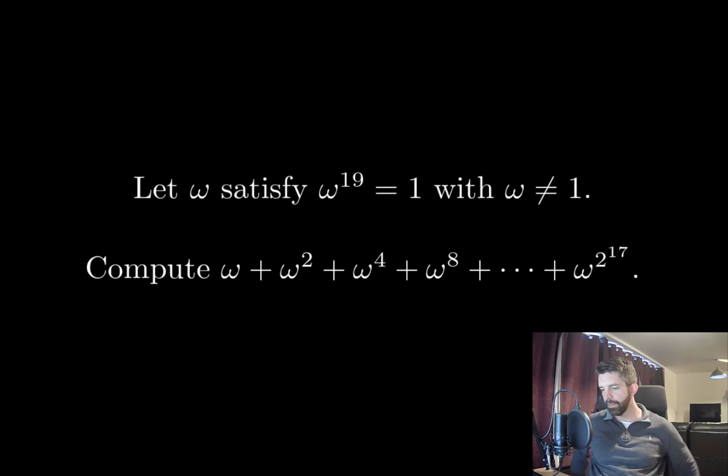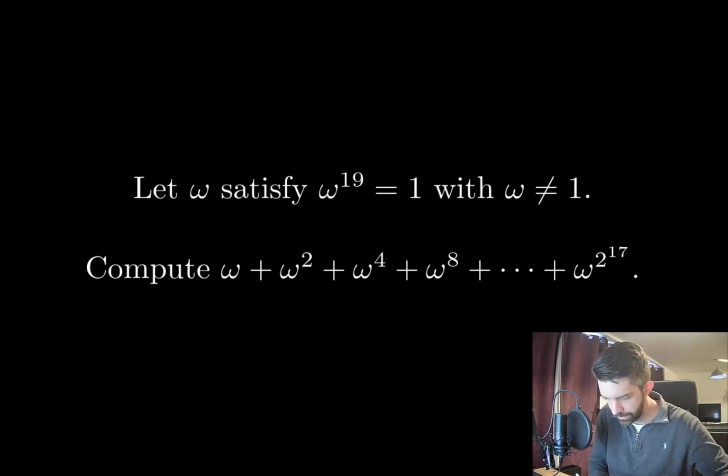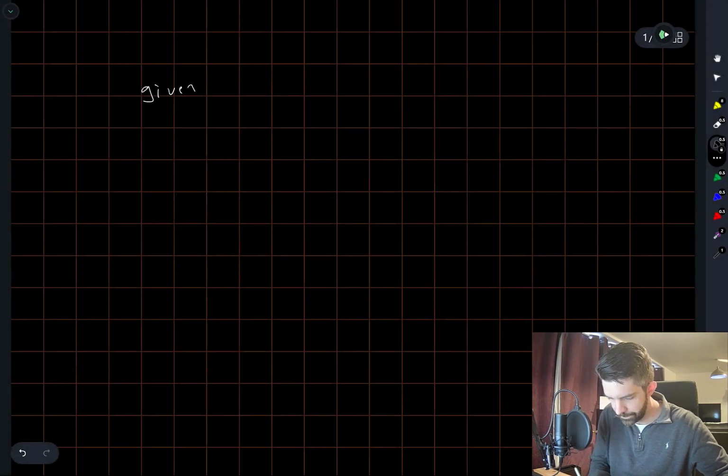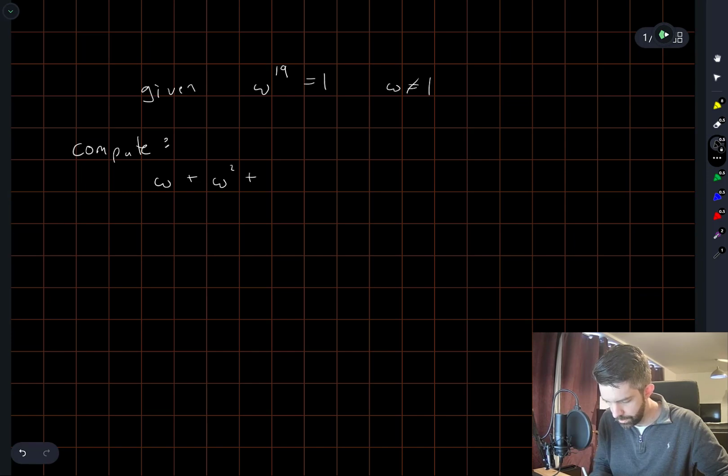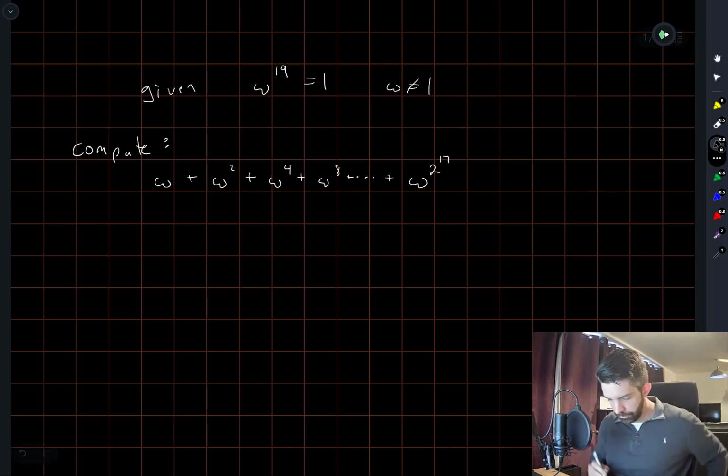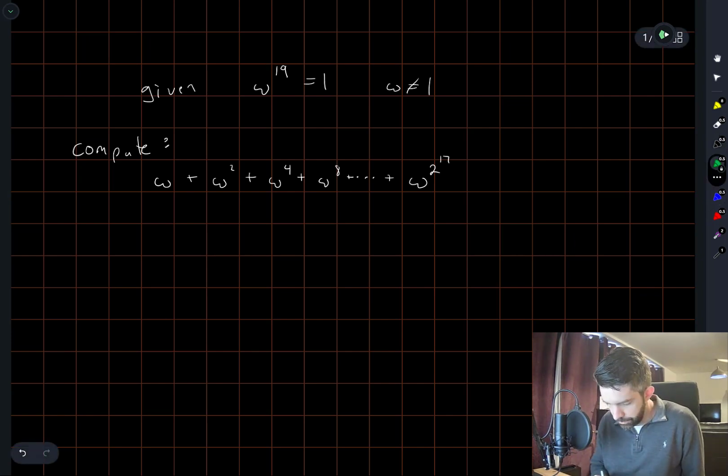I think, let me write down what's going on here, okay? So we're given omega to the 19 is equal to 1, but omega is not equal to 1. And we're asked to compute omega plus omega squared plus omega to the 4 plus omega to the 8 all the way up to omega to the power of 2 to the 17. So there are 18 terms here in total.